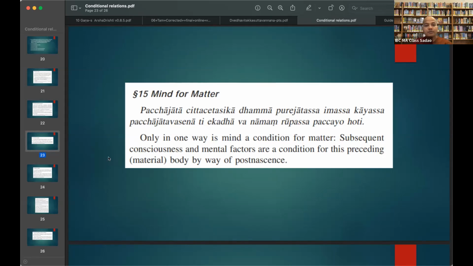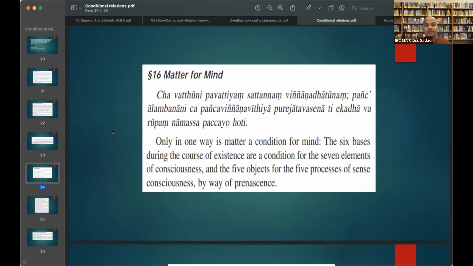Yeah, so maybe when we have more time later, we can discuss it, because this is presented very briefly in the Abhidhammattha Sangaha. This is matter for mind here. Only in one way is matter a condition for mind. The six bases during the course of existence are a condition for the seven elements of consciousness. You see, we need to have knowledge about all these things, seven elements and so on, otherwise it's difficult to understand. And the five objects for the five processes of sense consciousness by way of prenascence. So the relationship is explained here by way of prenascence.